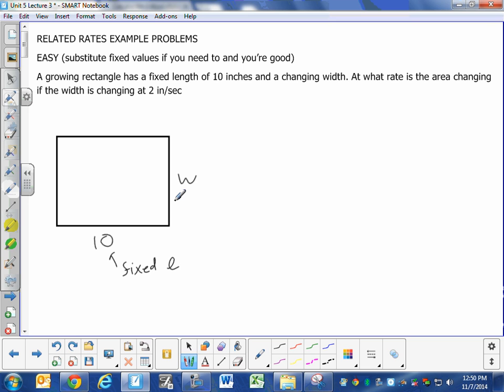Well, this is important. Using this statement, you need to develop this calculation notation to figure out what you're trying to find and what you have. So, at what rate is the area changing? What are we trying to find? Good, trying to find dA/dt. Now, they say if the width is changing at 2 inches per second. That would be dW/dt.